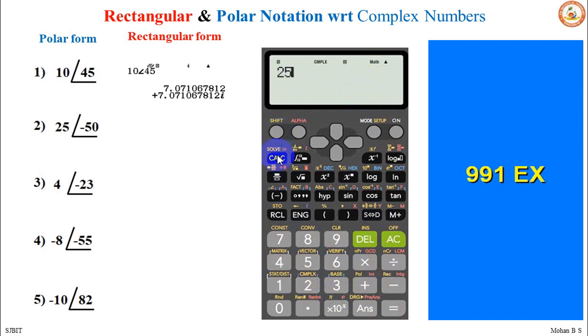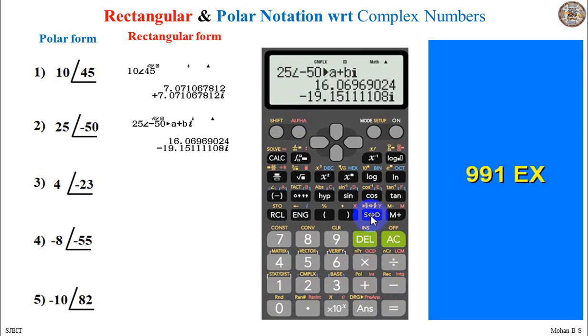Similarly, 25 at an angle -50, and then go to shift, then button 2. Now option 4 equal to, you get the answer as 16.069 minus 19.15.